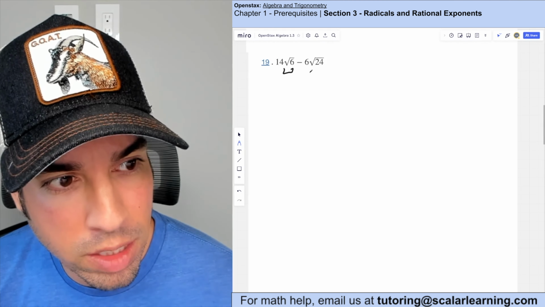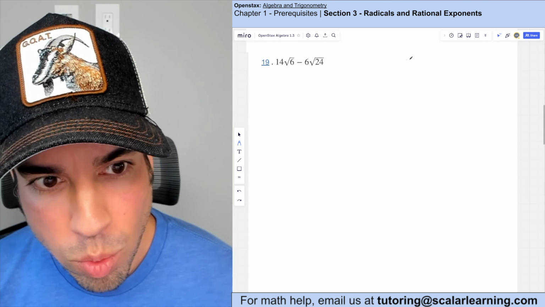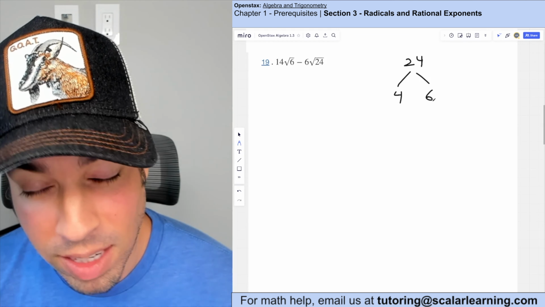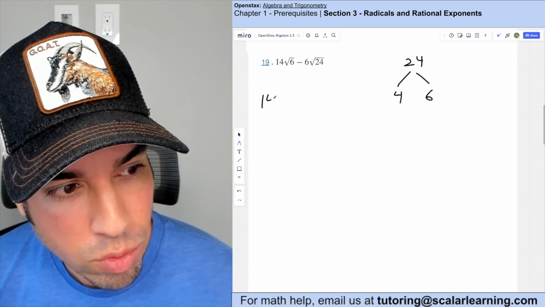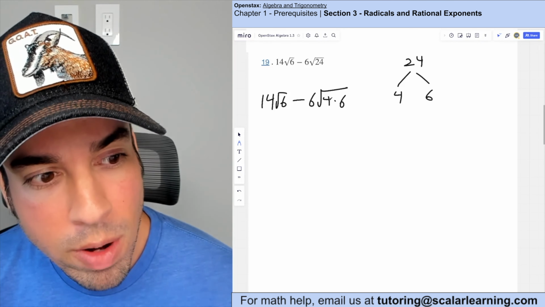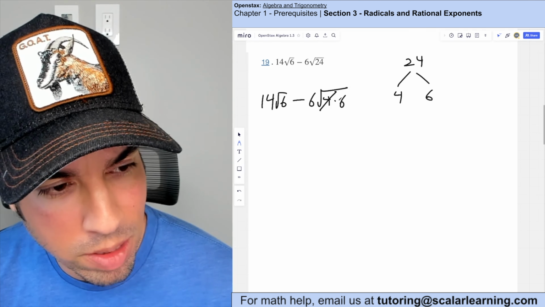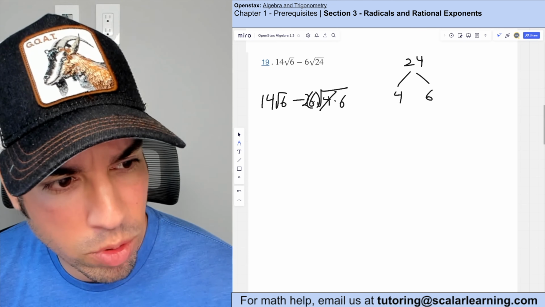So in this one, we can't combine these because I often think of radicals like variables. When they're different, it's just like different variables. They're not like terms. But what I can do is simplify 24 and recognize that 24 is simply 4 times 6. And we can even stop here because 4 is a perfect square. Then I can rewrite everything like so, and then I can take the square root of 4, and that comes out. The 6 stays trapped inside, and that's 2. And that comes out here and multiplies the number in front, the 6.